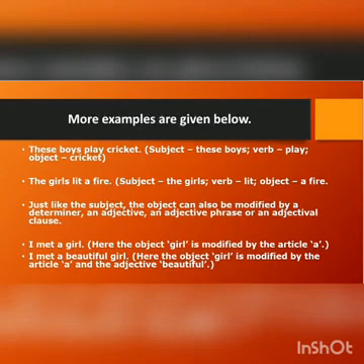Just like the subject, the object can also be modified by a determiner, an adjective phrase, or an adjective clause. I met a girl. Here the object girl is modified by the article a. I met a beautiful girl. Here the object girl is modified by the article a and the adjective beautiful.